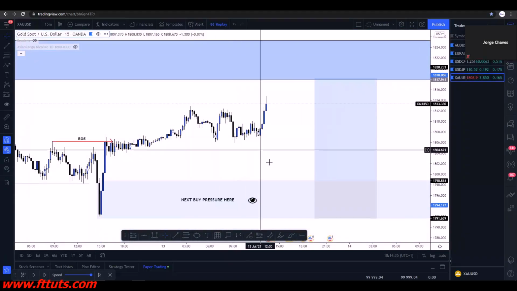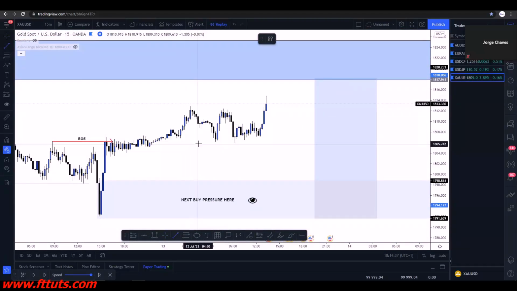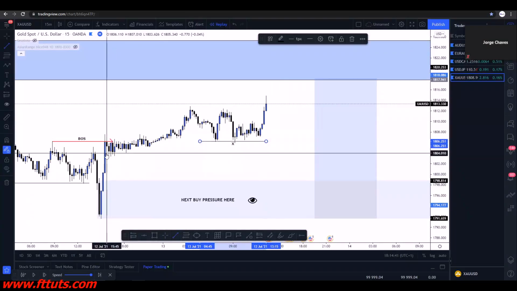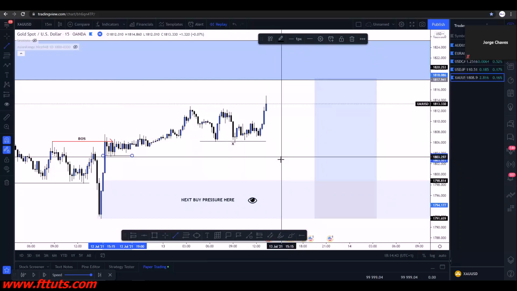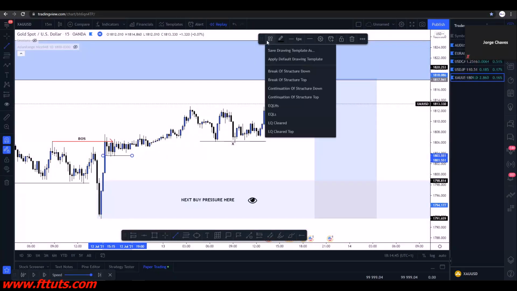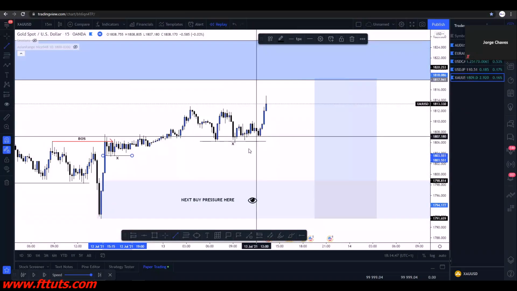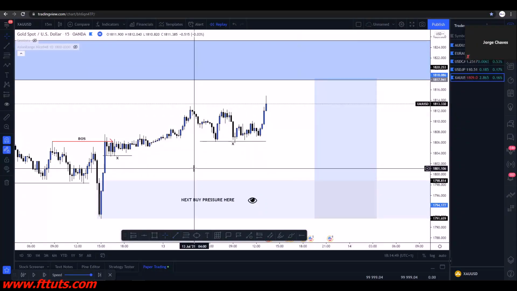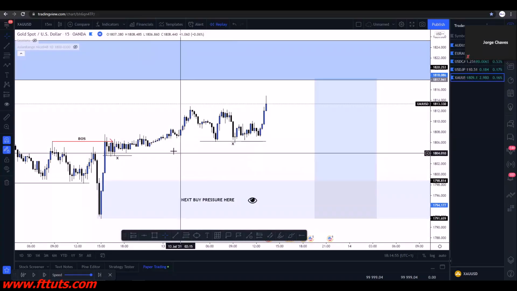Before price even came to our POI, we created more liquidity over here. We created more equal lows here, and then a little bit more equal lows right here. So it just shows you that before price comes near your POI, or before price taps into your POI, 9 out of 10 times the market's going to create liquidity before tapping into it.